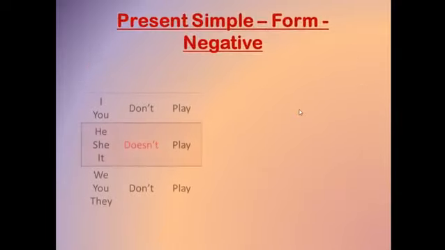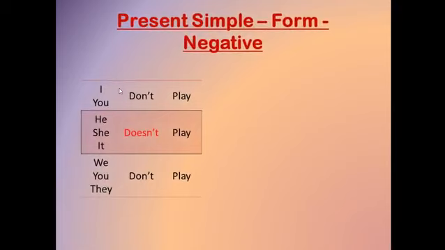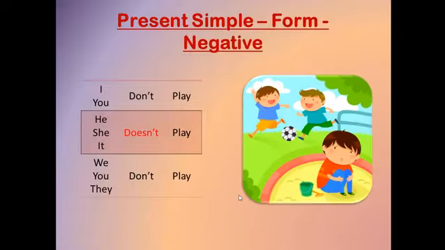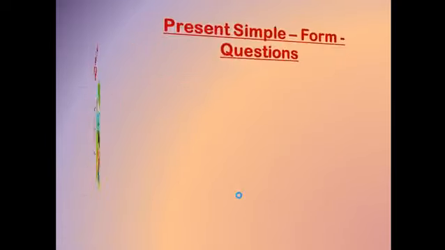Now, in the negative, if I want to form the negative using the present simple, with I, you, we, and they, I add don't and then my verb. I don't play, they don't play. But with he, she, or it, I add doesn't and then my verb. She doesn't play, he doesn't play. Okay? This was the negative.